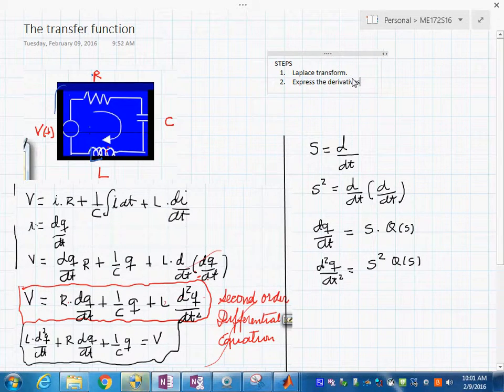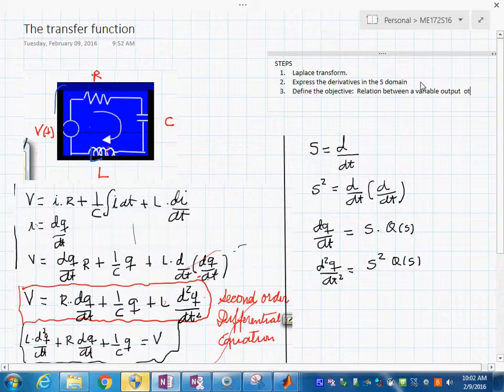So if you do this, what can we write in here? For example, an objective. Let's say in this case, define the objective. The objective is the relation between a variable output to the system input. Okay, so this relationship between a variable output and the input is called a transfer function.